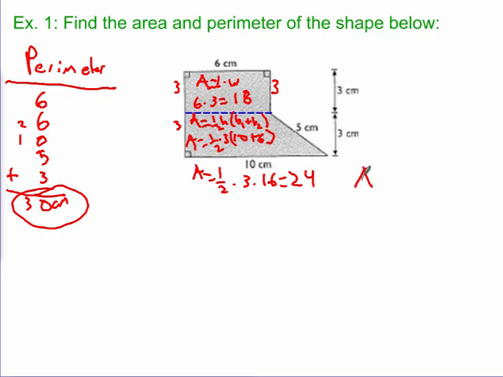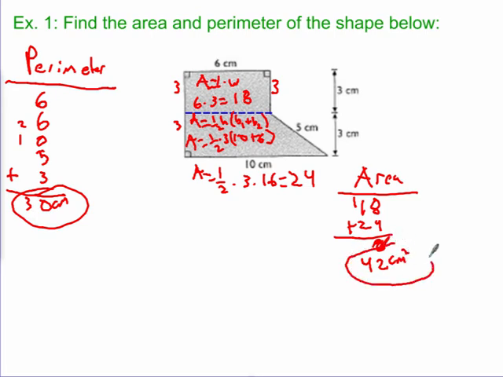So to find the area of the whole shape, I just add 18 plus 24. Eight plus 4 is 12. And 1 plus 1 plus 2 is 4, so 42. And this is going to be in centimeters squared because we're talking about area. So you notice all I did, I took my shape, I separated it into shapes that I knew the formulas for their area, found the area of each one, and added them together. All right, so let's take a look at another example.